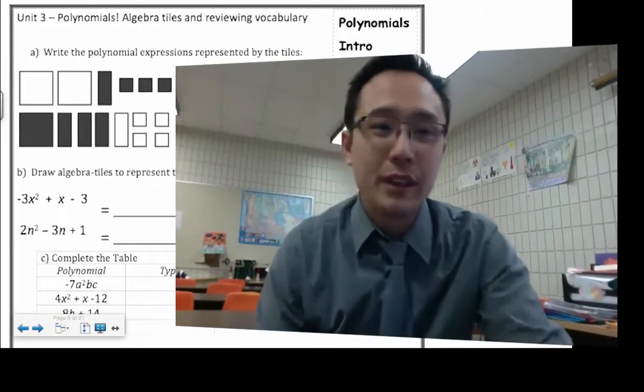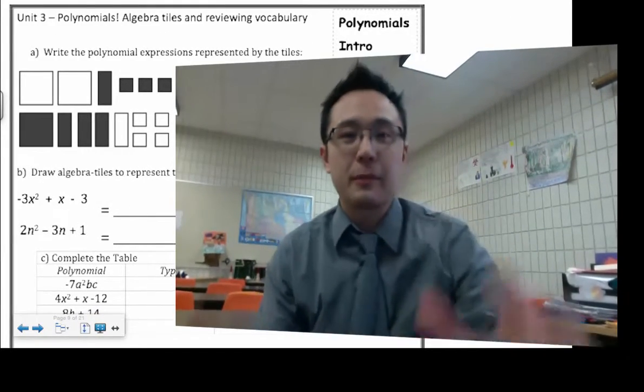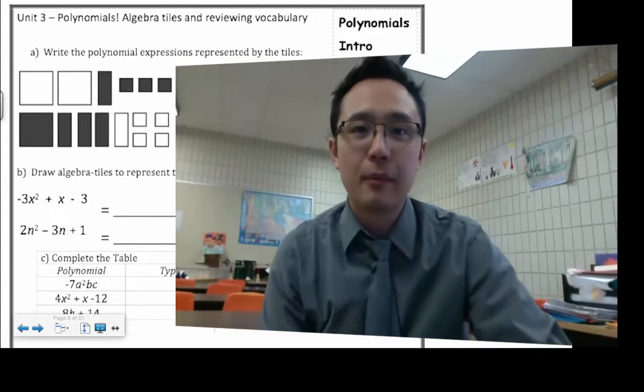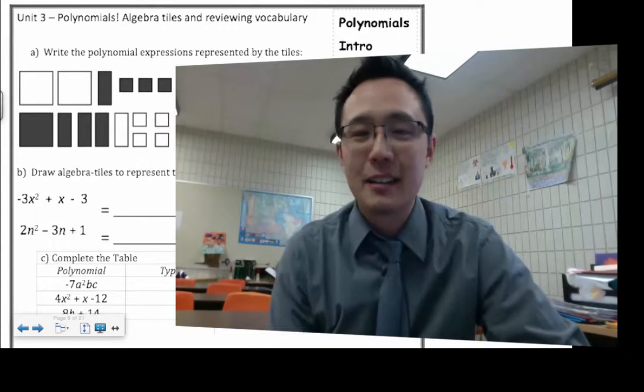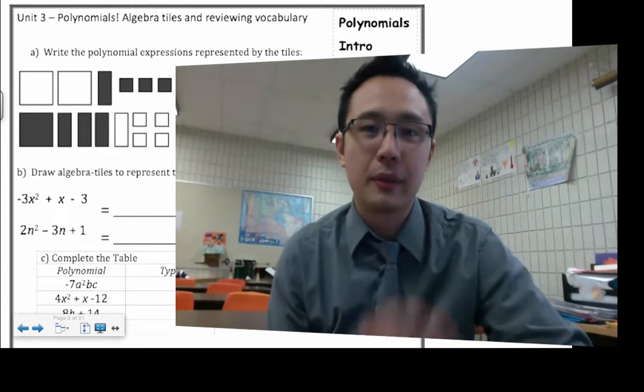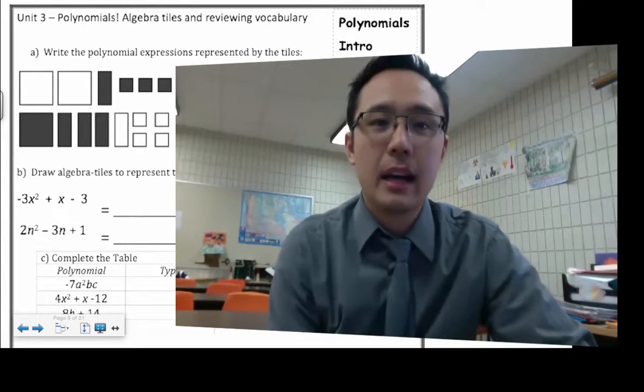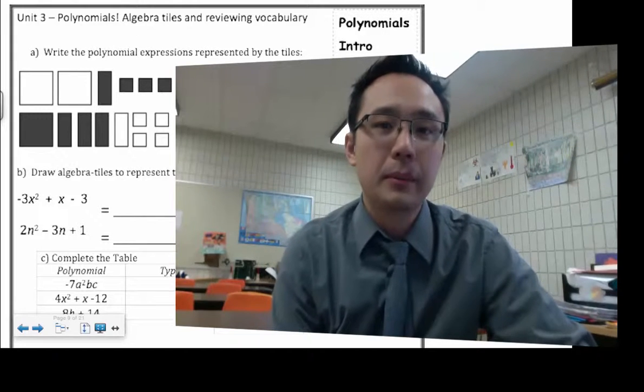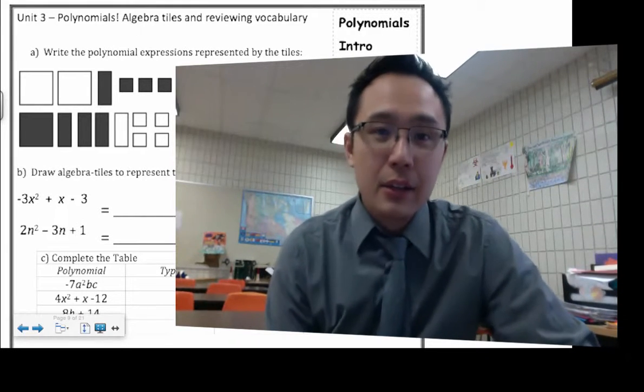So here's Unit 3. This Unit 3 is about the polynomials. There's a big section on this, probably on your exam, since polynomials involve a lot of different types of concepts. So with this one and solving for the unknown, these two units are probably the biggest two units of your exam. So let's get started.